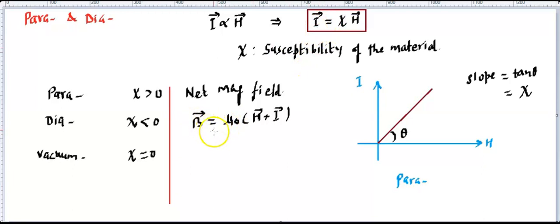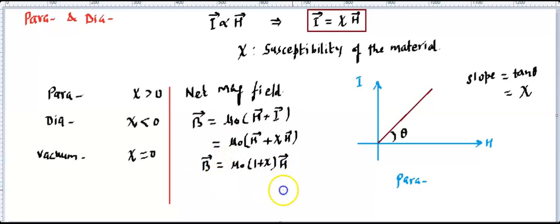Since we are able to find this I vector, we can rewrite it. So it's going to be mu naught times H plus I. In place of I, we are writing zeta times H. Now we can take this mu naught and H vector outside. Then we will find in the bracket it's going to be 1 plus zeta, times the H vector. So this will be the formula valid for both paramagnetic and diamagnetic materials.